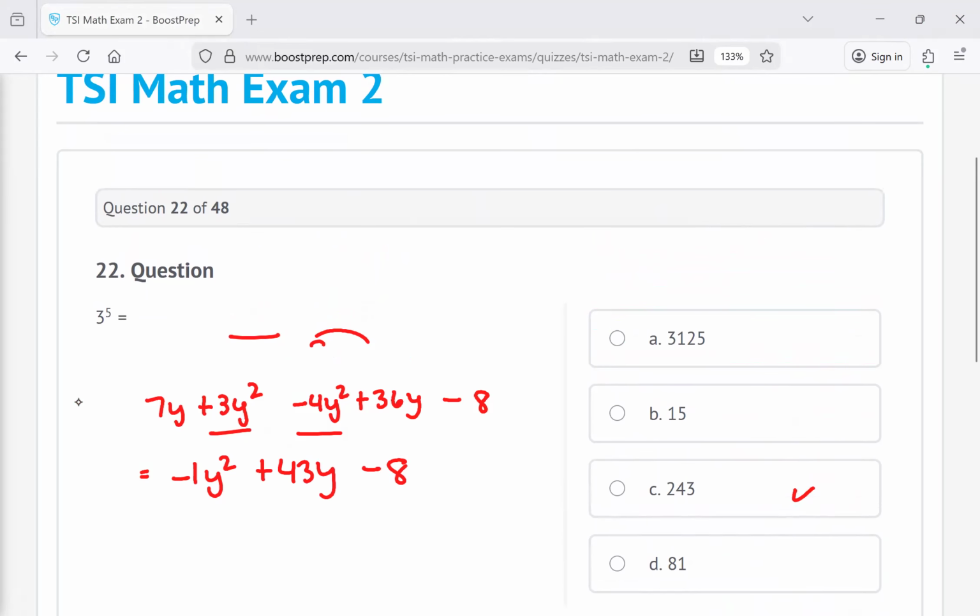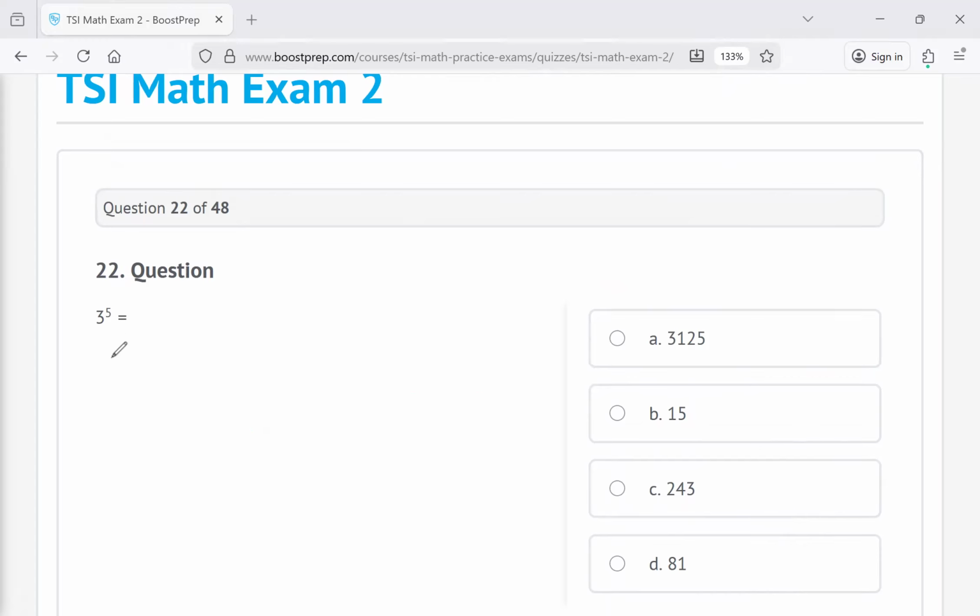Yeah, some of these are simple, some of these are hard. So 3 to the 5th, you could just put that in a calculator. Same thing as 3 times 3, which is 9, times 3, and we get 243.